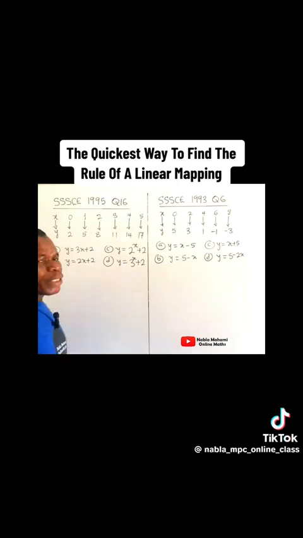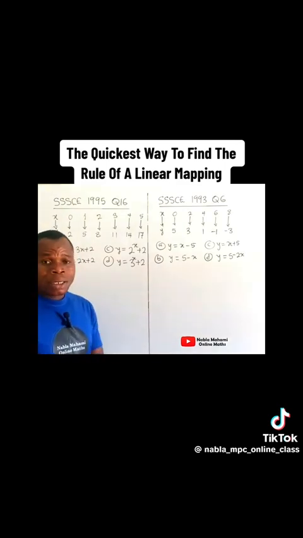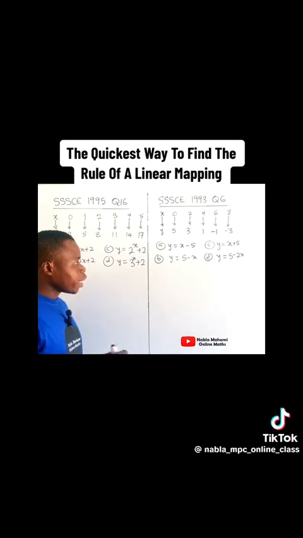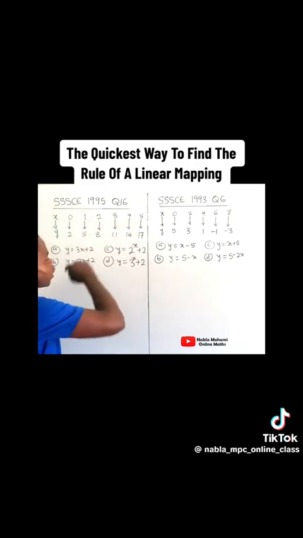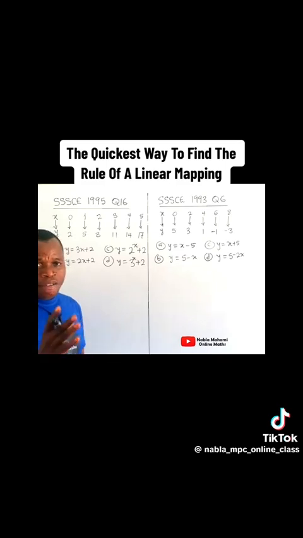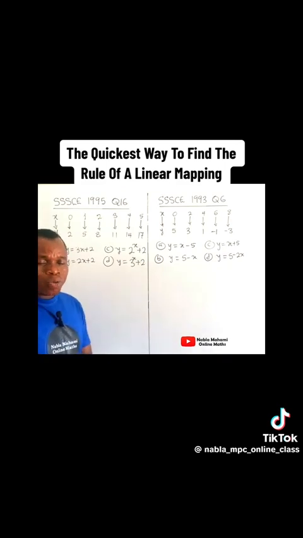Before we solve this one, this particular trick is going to be based on linear mapping. You know, we have different forms of mapping. That is linear mapping, quadratic mapping, exponential mapping, or mixed mappings. But today, the examples that I have on the board, all of them are linear mapping. So this trick works for linear mappings. Now, if you take this particular mapping, the top values, that is the X values, we call them the domain values. Then the bottom ones, that is the Y values, we call them the codomain values.